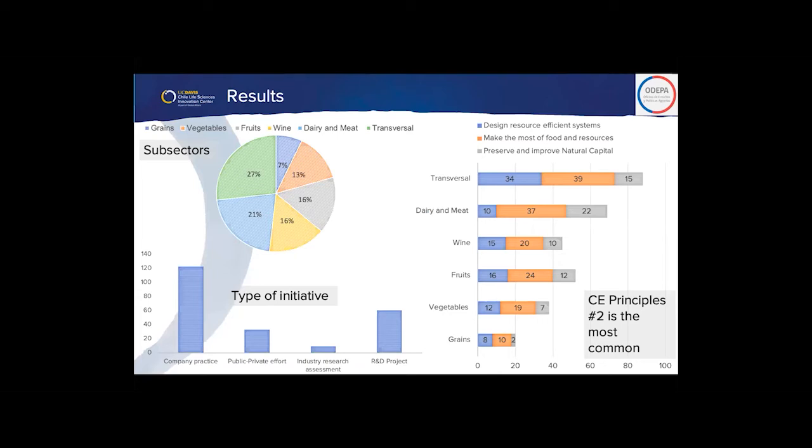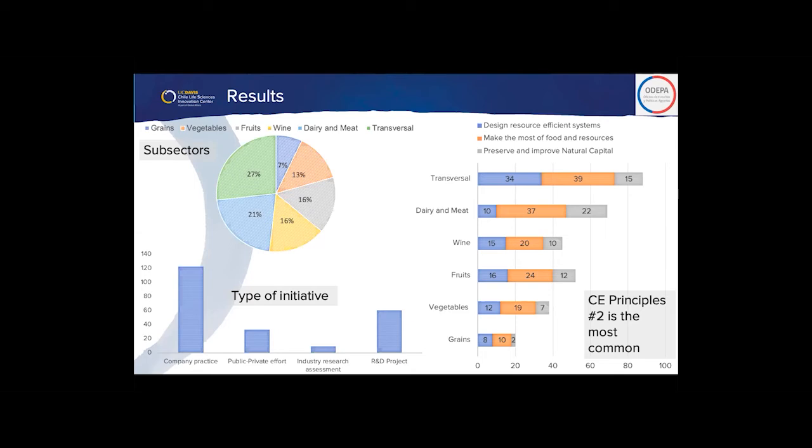So these are just some quick data about the findings and the results, showing the initiatives in the different sectors. Regarding the type of initiatives, as you can see, most of the findings relate to company practices, things that the industry is already doing in their operations. Then we also found some public and private efforts, industry research assessment, and R&D projects that are being led by research centers and universities. That is all of the knowledge that will be needed to come to practical solutions.